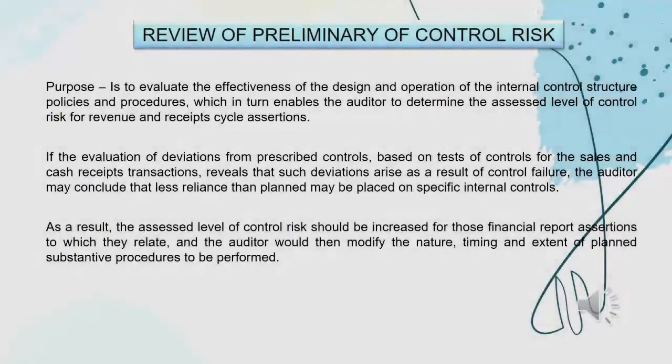Review of preliminary control risk. The purpose is to evaluate the effectiveness of the design and operation of the internal control structure, policies, and procedure, which in turn enable the auditor to determine the assessed level of control risk for revenue and receipt cycle assertion. If the evaluation of deviation from prescribed controls based on tests of control for the sales and cash receipt transaction reveals that such deviation arise as a result of control failure, the auditor may conclude that less reliance than planned may be placed on specific internal control.